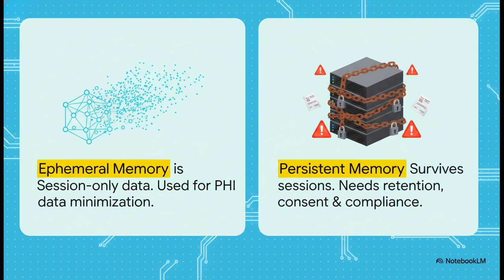If you choose persistent memory, which survives across multiple sessions, you instantly trigger massive compliance overhead. Suddenly, you need data retention policies, explicit user consent, and incredibly complex access controls. For PHI, unless you absolutely need historical context, ephemeral memory keeps your compliance perfectly clean and simple.